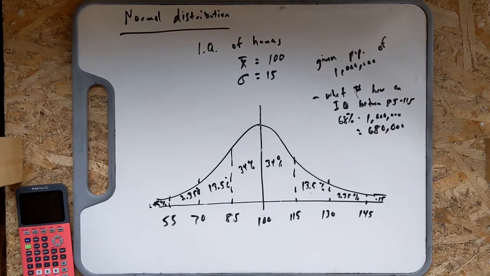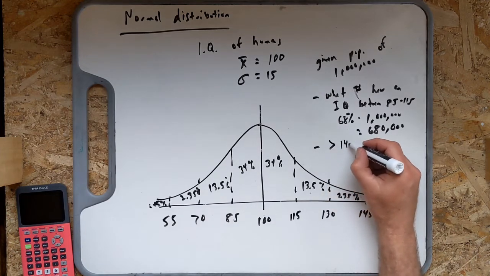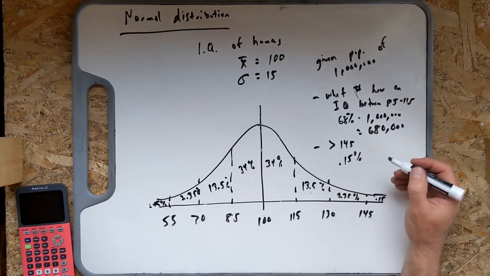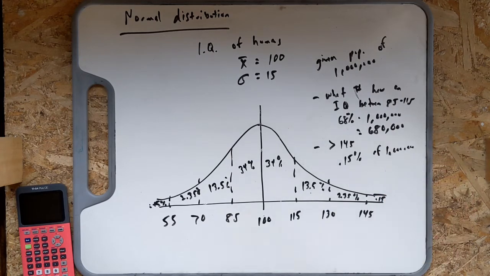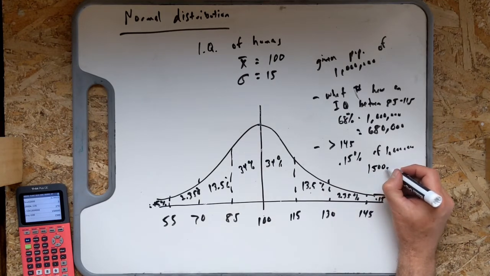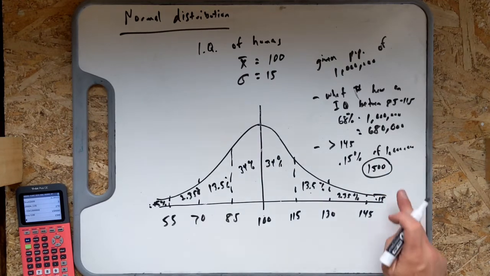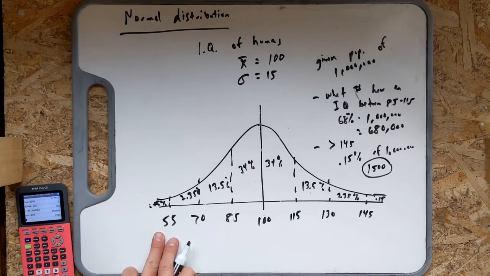If you want to find out how many people are really smart, say Einstein level, past 145, it'd be 0.15% of a million. And 1% of a million would be 10,000. I'm just checking to make sure, but really I shouldn't use a calculator for this. The answer is 1,500, a very small number. That same number would be the number of people under 55 IQ, 1,500 per million.